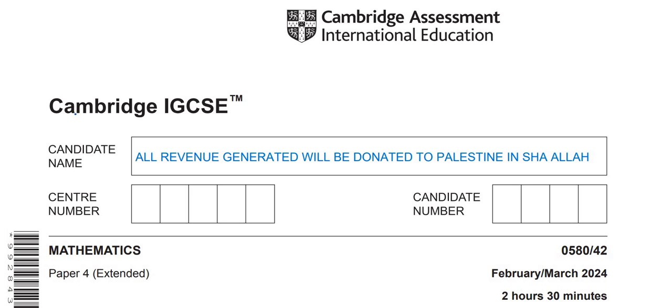In today's class, we are solving February-March 2024 0580 variant 42.